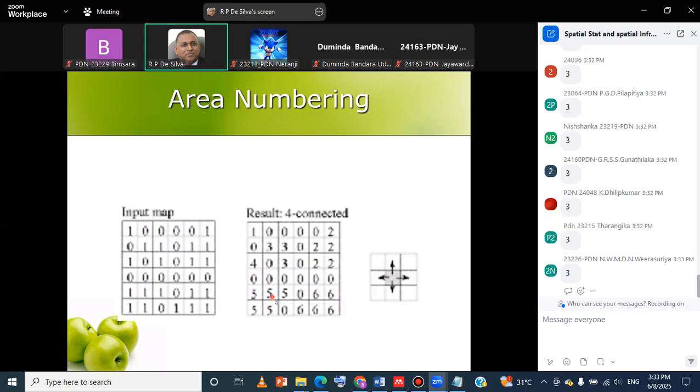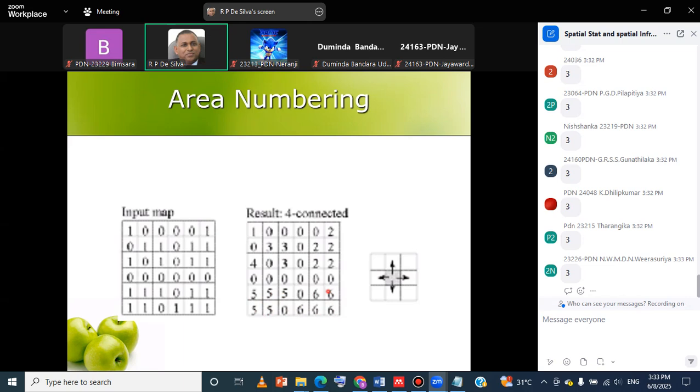So number 3 is right. There are 3 areas if you go for 8 connectivity. Because if you look at this one, this area, this, and this all becomes 1. These cells become 2. And all the others, the 6 and 5 areas, become 3. That's how it goes, right?